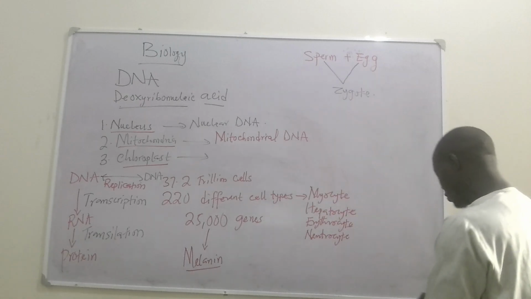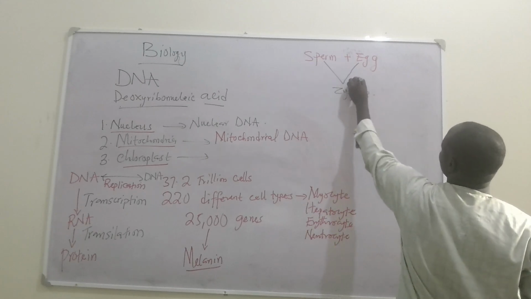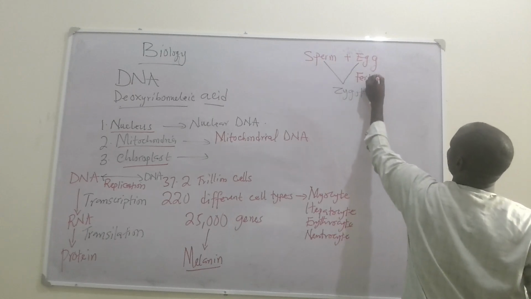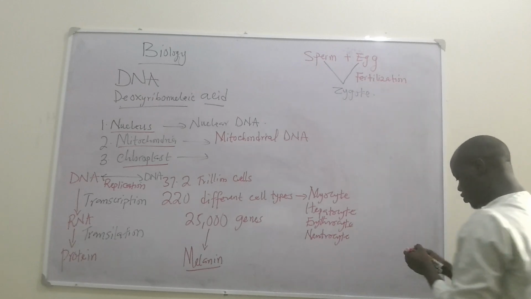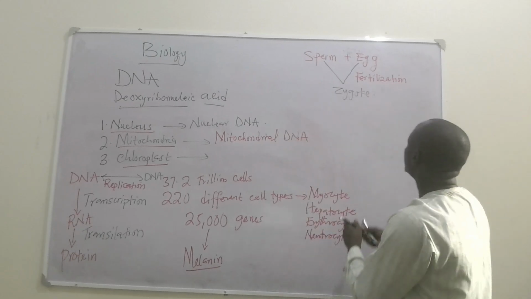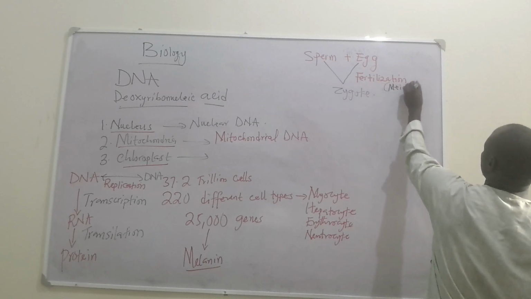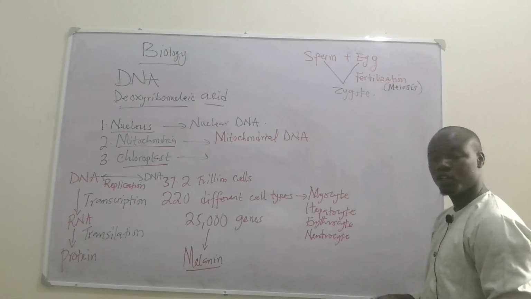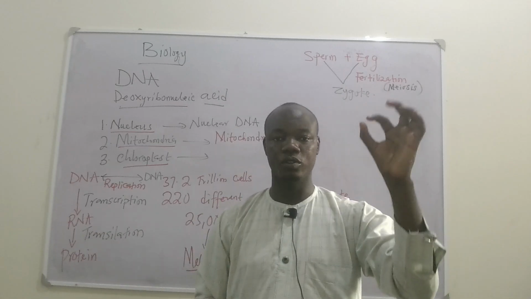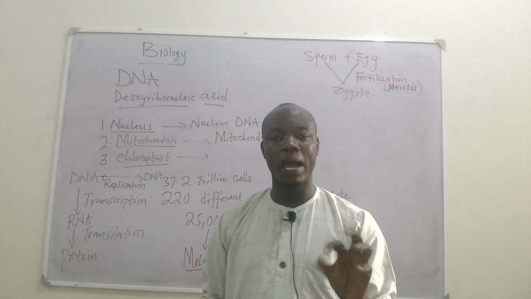Like for example, this is fertilization. So when you have an egg and sperm cell, a zygote is produced through fertilization. Of course, if you remember, fertilization takes place during meiosis. So after you have the fertilization, you have a zygote. This zygote will now further divide itself to produce more cells, through the process called mitosis.